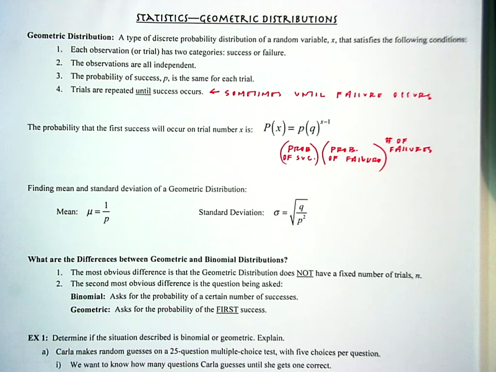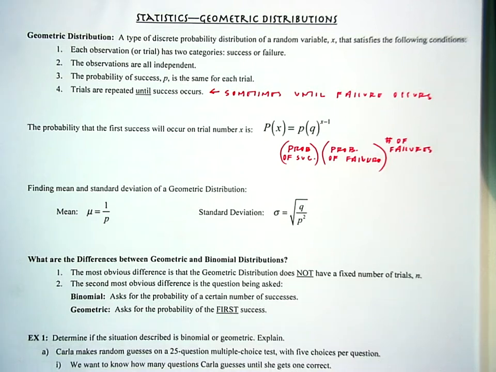So for the formula, I would have 1/6 times 5/6, that's my probability of failure, raised to the number of failures. I would have had 7 failures because I achieved my success on the 8th try. Okay, that's the type of geometric probability question that we're going to be able to solve.